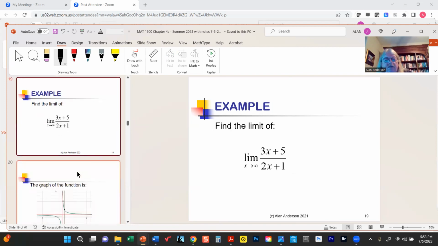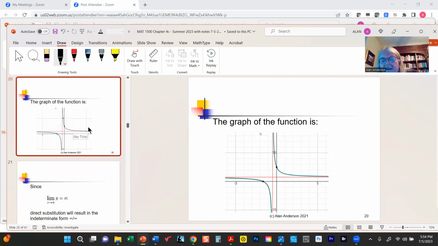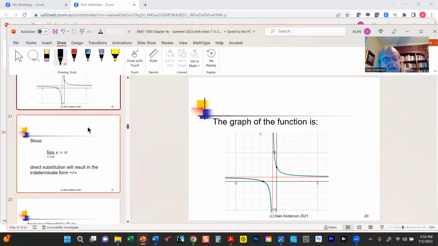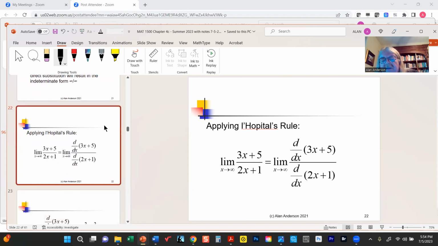How about this one? So again, if you substitute in infinity here, you're just going to wind up with infinity over infinity. Okay, 3 infinity plus 5 is infinity, 2 times infinity plus 1 is infinity. Oh, look at that thing. So let's try L'Hopital's rule. Let's take the derivative of the numerator and the denominator before we apply the limit.